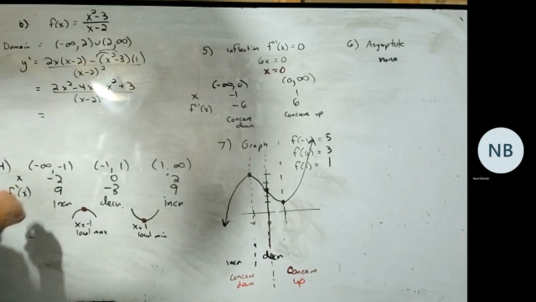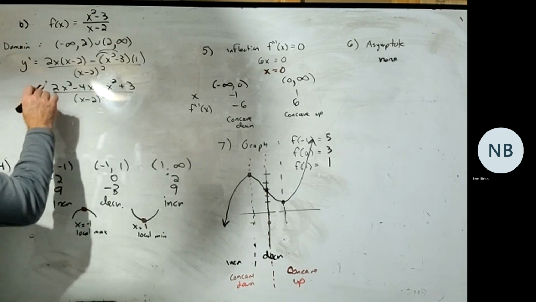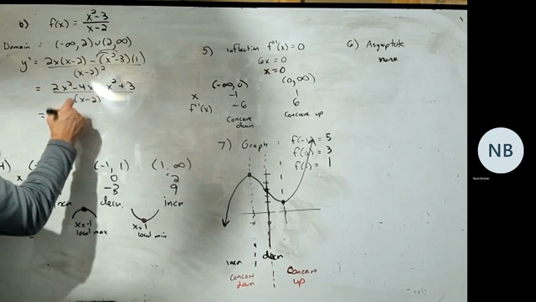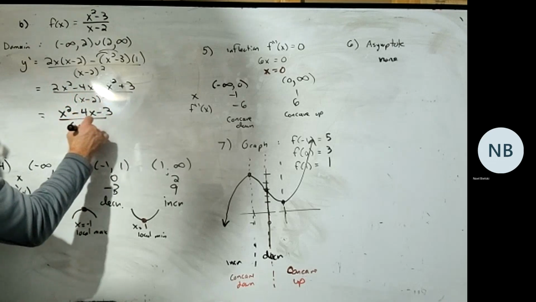So we're going to get, you know what? This is so messy, but we'll finish it. Doesn't matter. Okay, so 2x squared minus x squared is going to be x squared. This will be minus 4x minus 3, all over x minus 2 squared.